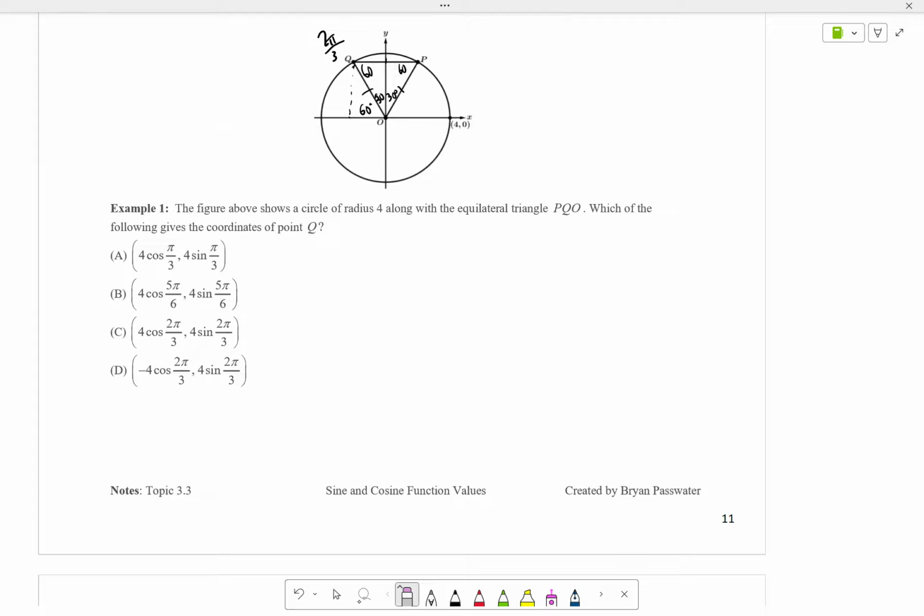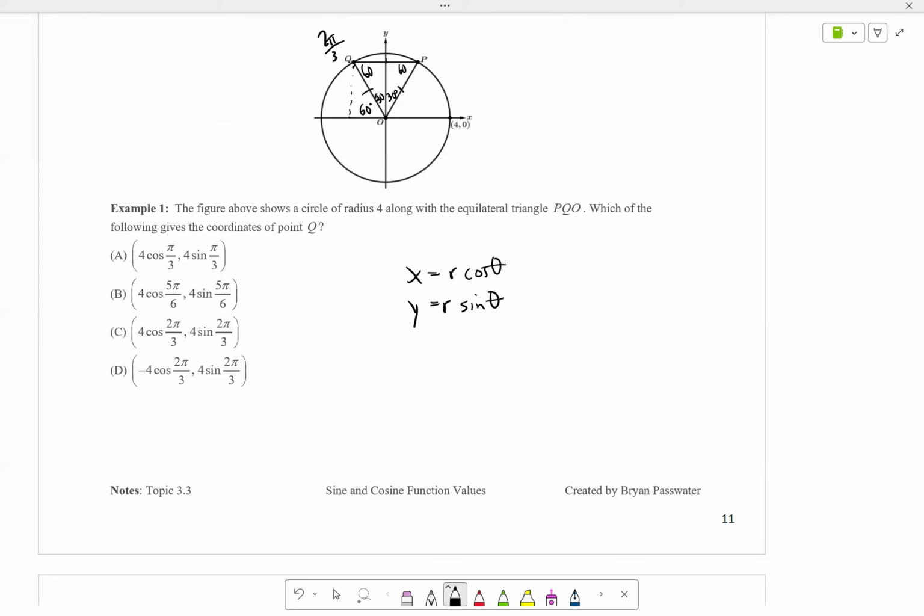Remember the two things we talked about today at the end of the warm-up? x is equal to r cosine theta, and y is equal to r sine theta. Isn't that all this is? Is that what makes up the point, the coordinate? Yes, those are the coordinates.